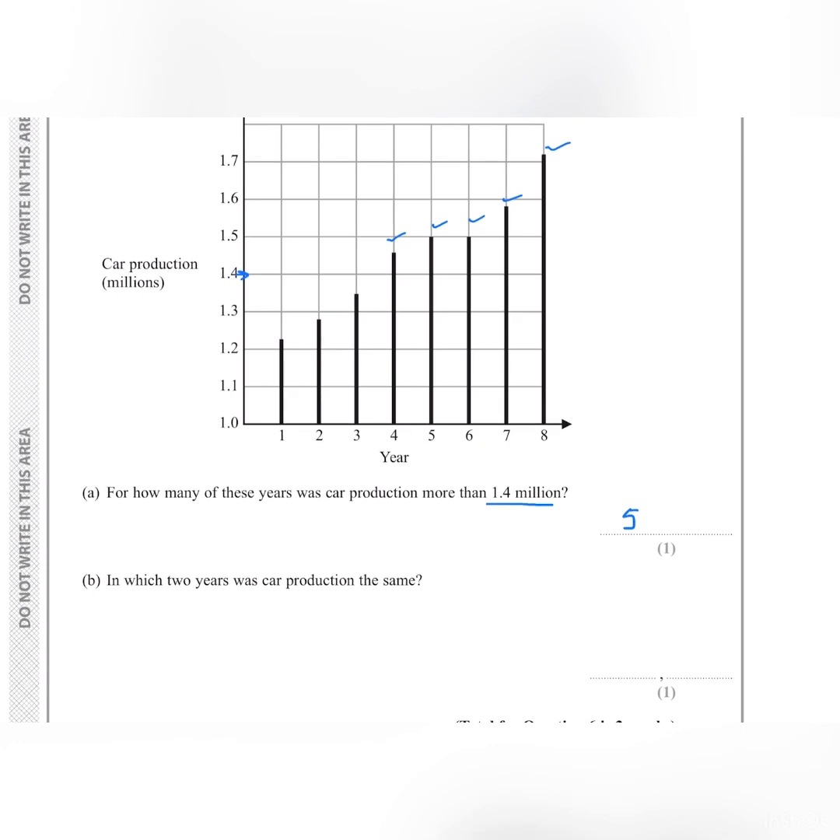Then part B says, in which 2 years was car production the same? Okay, so we're looking for the same value for 2 of these years. It was year 5 and year 6, because it was 1.5 million car production in that year. So year 5 and year 6.